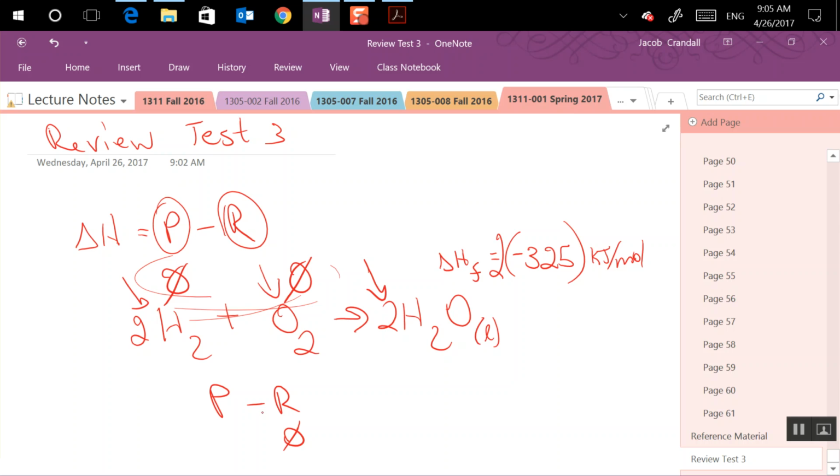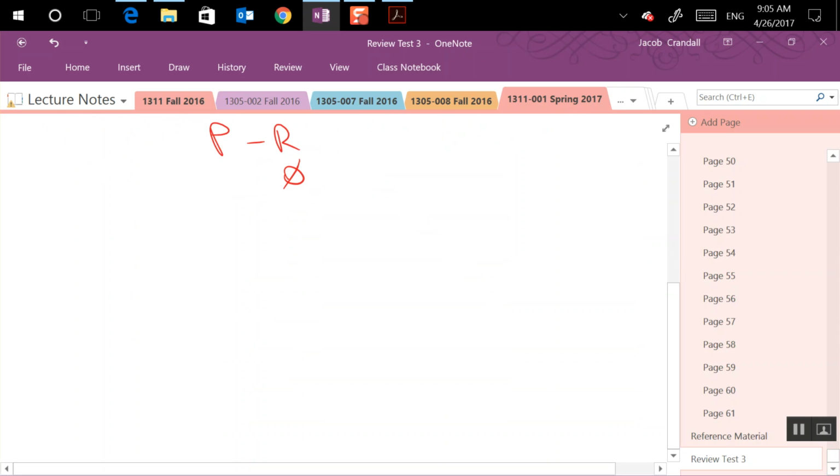Yes? Can we do one where it's like the 3 equations and you have to set them up instead of 1? Yeah, I can try to find one. Yeah, I was gonna set that up. Let me see.